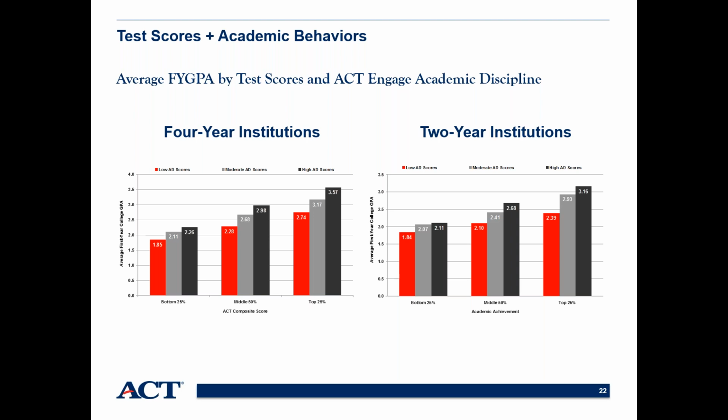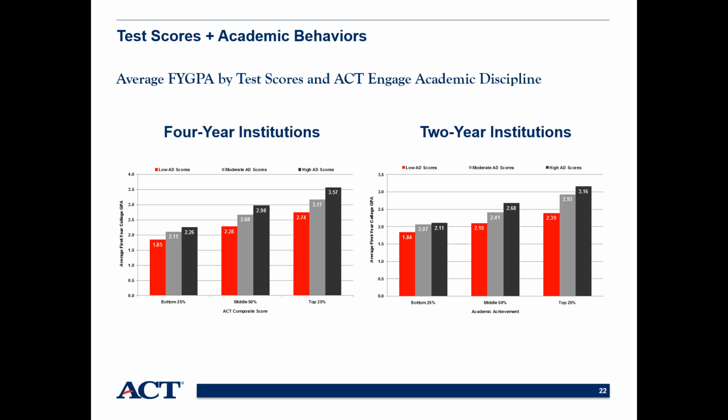So on this slide, I have two graphs showing the average first-year grade point average by both test scores and academic behaviors. The graph on the left are the results for four-year institutions, and the graph on the right is for two-year institutions. If we focus on the four-year results, we see that among students in the top 25 percentile of ACT composite scores, so the bars on the right side of that first graph, you see students with higher academic discipline scores, which is one of the scales of ACT Engage, tend to earn higher grades in college. So if you look at that last black bar, you see their average first-year GPA is 3.57.